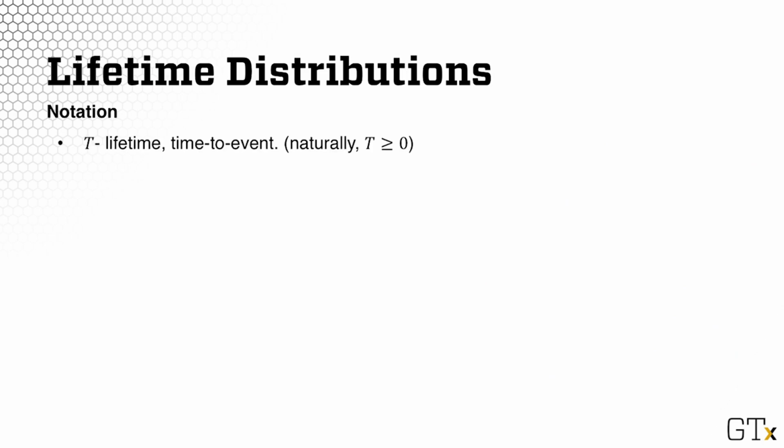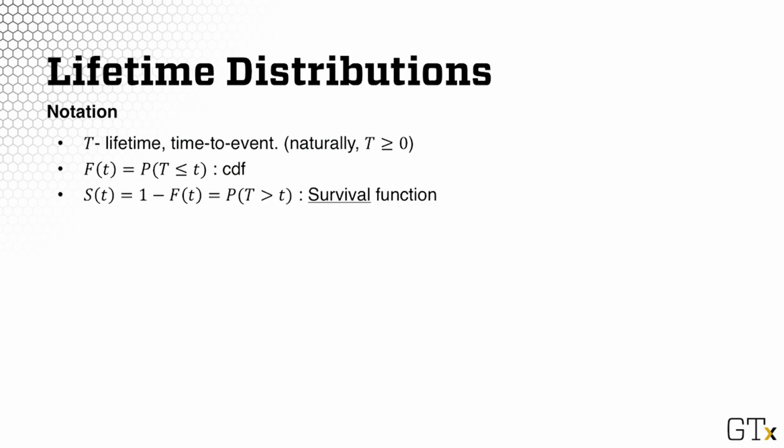Let's see first the basic notions of the lifetime distributions. We are going to denote with T the random variable which is lifetime. This is time to event. Of course, T is non-negative. The CDF, the standard CDF, is the probability that T is less than t, F(t). And typical for lifetime distributions is the survival function. It is simply the complement to the CDF, 1 minus CDF, and that represents the probability that lifetime exceeds a specified time t.